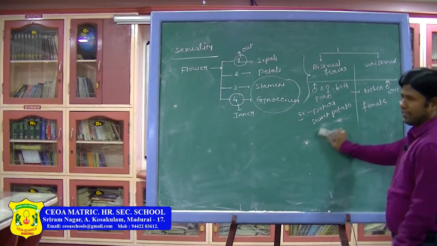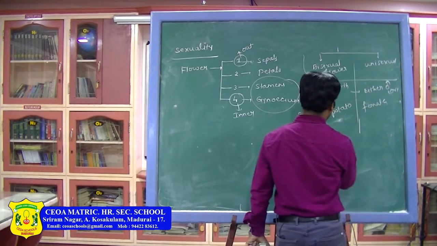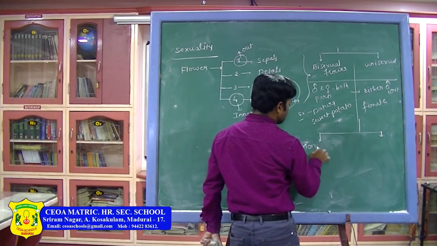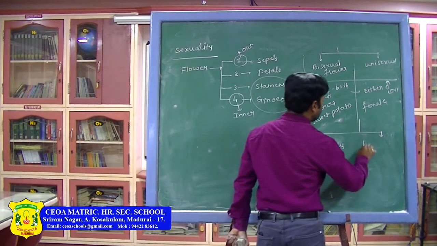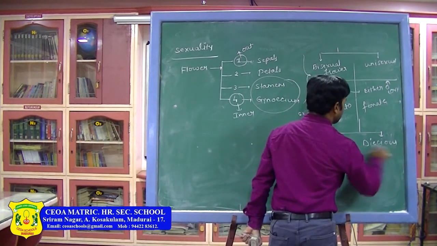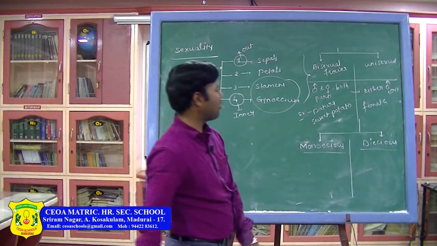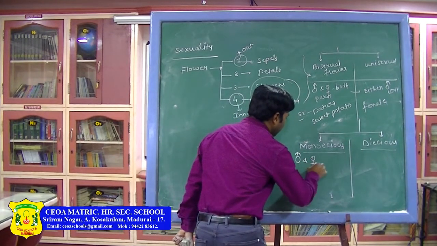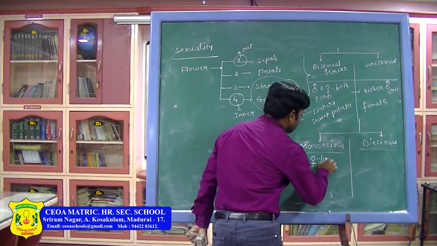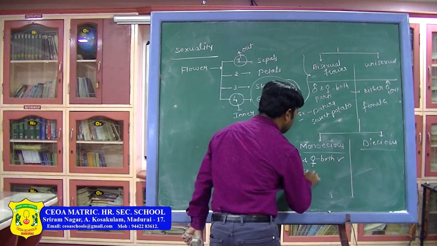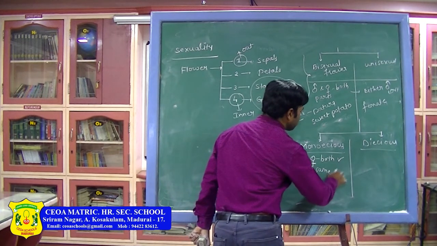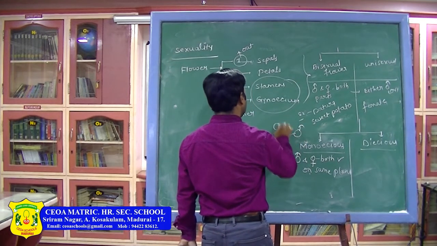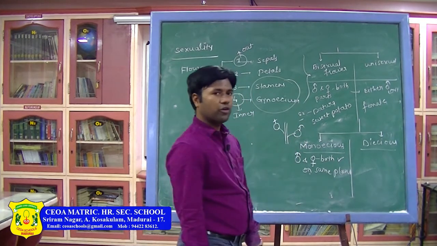Based on unisexuality, there are two types. One is monoecious, the other dioecious. What is monoecious flower and what is dioecious flower? Here male flower and female flower are both present on the same plant. For example, this is a plant. Here male flower is present, here female flower is present. This is said to be monoecious.